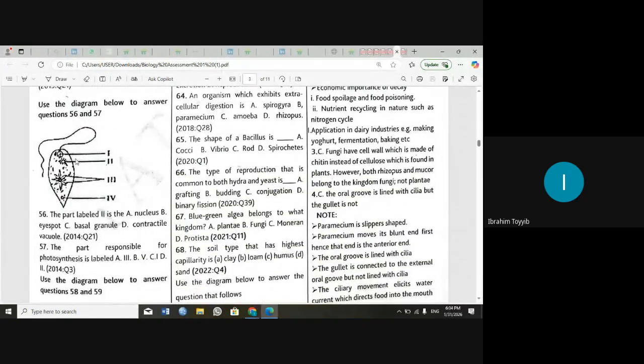So this is a diagram of what? Euglena, not Paramecium. Paramecium is shaped like a slipper. It also has a contractile vacuole. You can see it has eye spots like that.